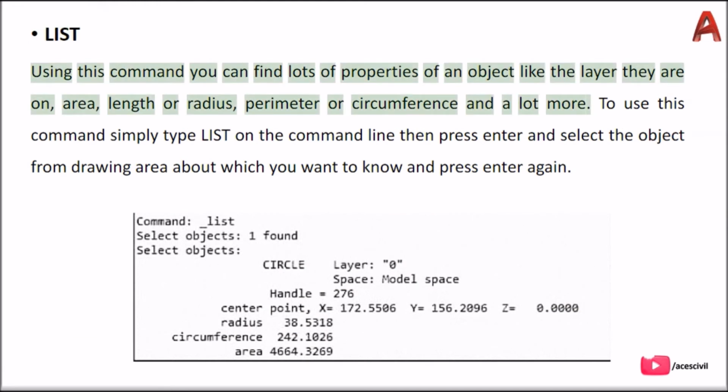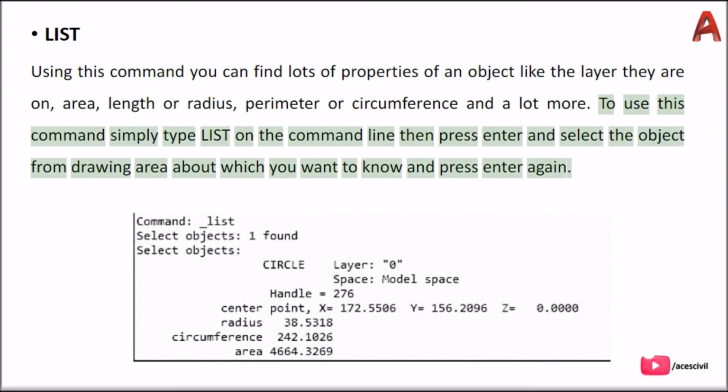Using this command you can find lots of properties of an object, like the layer they are on, area, length or radius, perimeter or circumference, and a lot more. To use this command, simply type list on the command line, then press enter and select the object from the drawing area about which you want to know and press enter again.